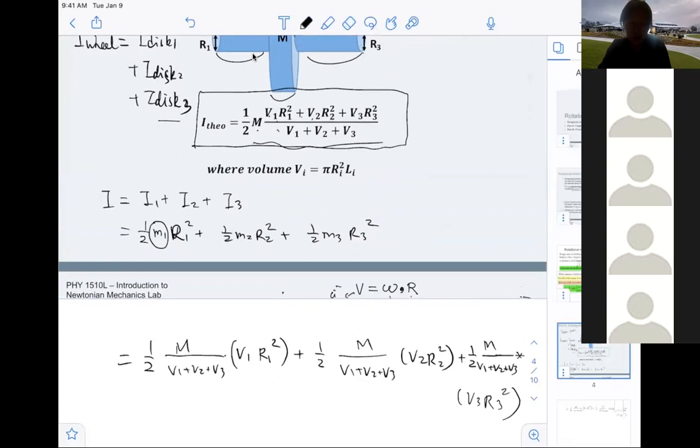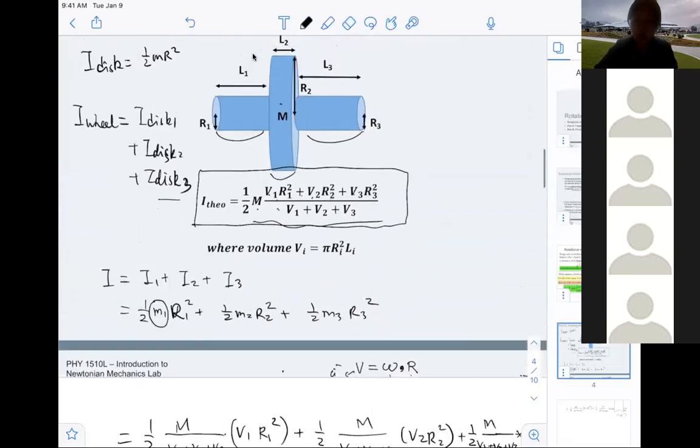In our lab, we will take measurements for the R's and for the length, and we can calculate it. So any questions about this particular theory part? For part B, any questions? If you want to say it or type it, it's all okay. Any questions so far? All good?